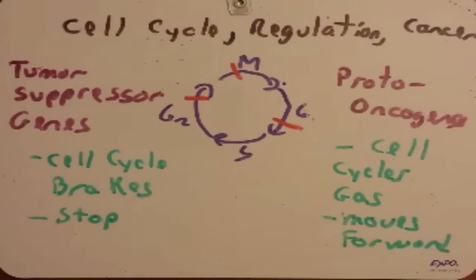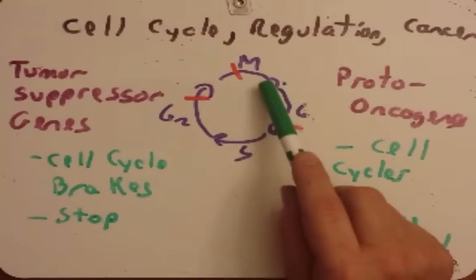Again, these proto-oncogenes are in our cells, and we want these genes to be there because we need the cell cycle to progress. Otherwise our cells don't divide and we don't grow and we don't survive. So these turn out to be incredibly important genes. However, when they are mutated, that's when the problems come in.